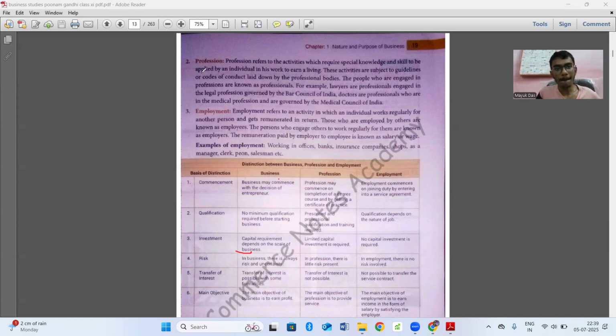If I tell you in detail, profession refers to the activities which require special knowledge and skills to be applied by an individual in his work to earn a living. Yes, to run a profession, the person needs to have some specific skills in his knowledge. These activities are subject to guidelines or codes of conduct laid down by the professional bodies.